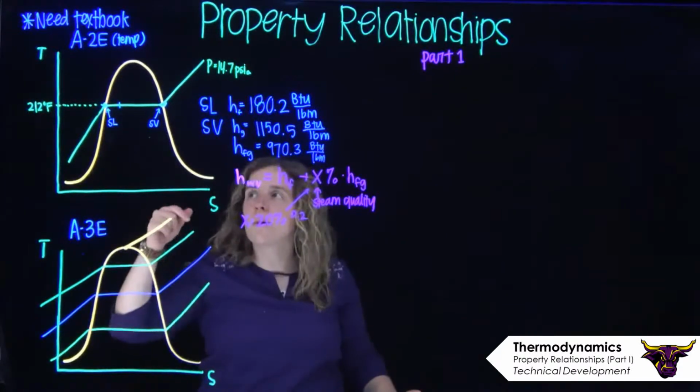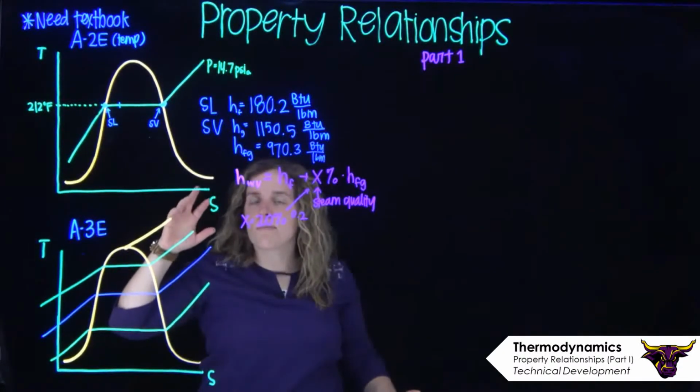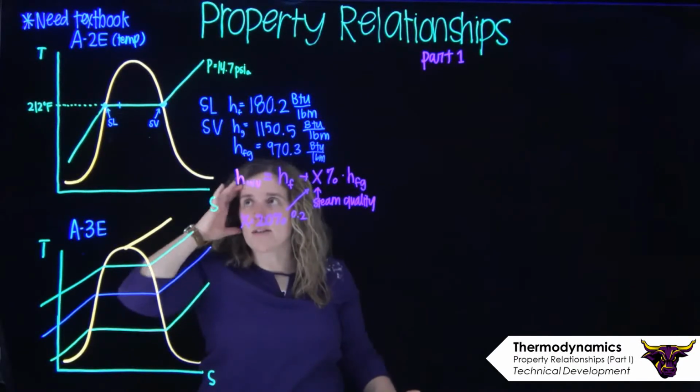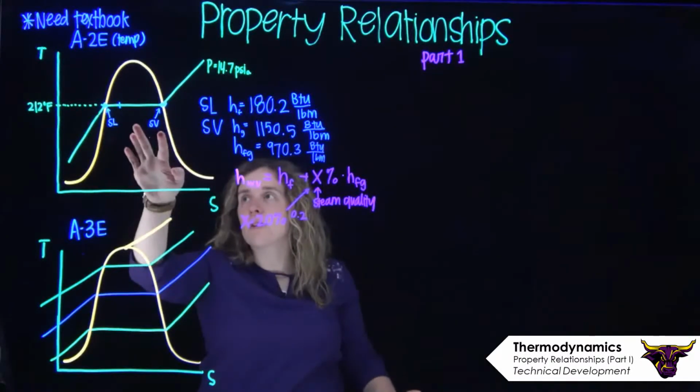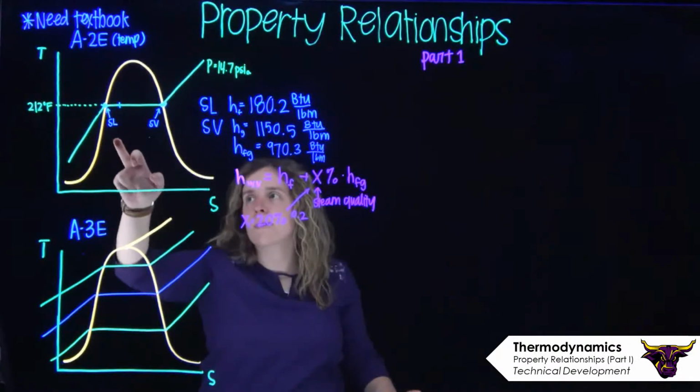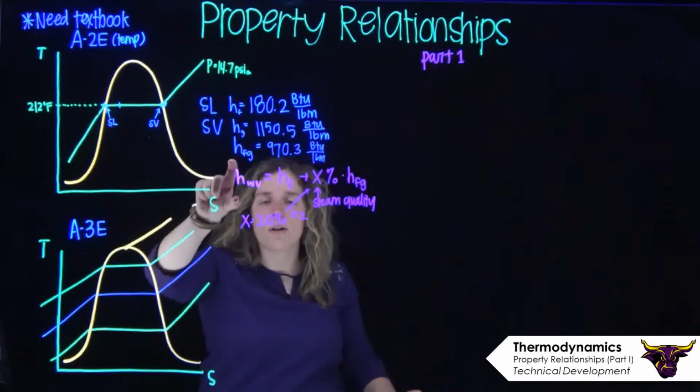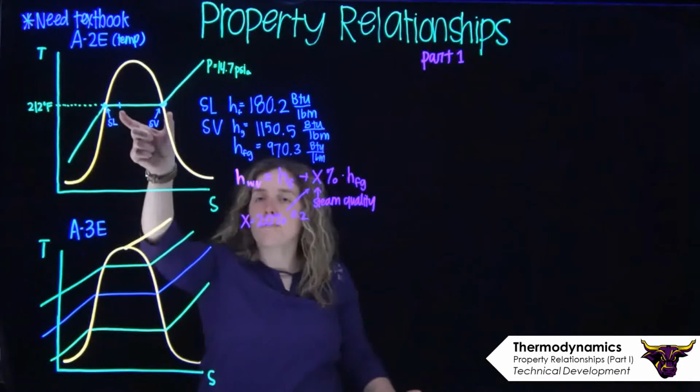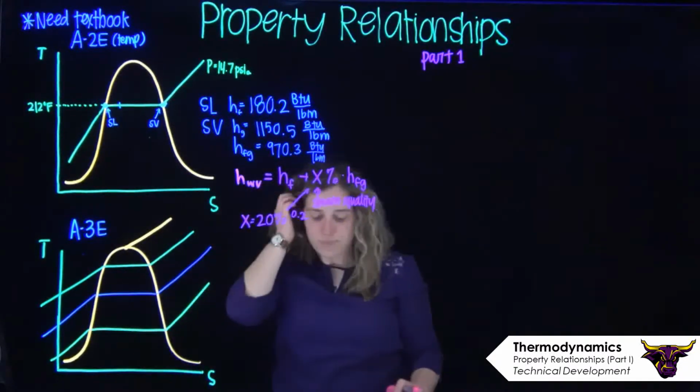Something called interpolation. You can do this manually just thinking about the percent differences. A lot of times I go from saturated vapor down to that point. You can do it the opposite way as well. But this gives us our steam quality to give us that enthalpy for that wet vapor.